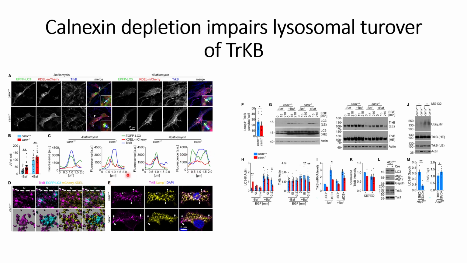In order to validate this using immunostaining, they did immunostaining of TrkB, LC3 and mCherry-KDEL, and they can see that some of these TrkBs lie in the peripheries of the LC3, whereas the KDELs and LC3s seem to be overlapped.